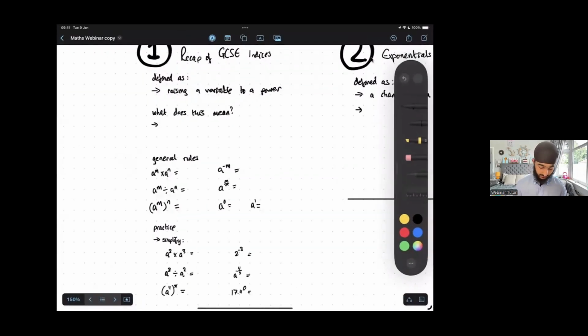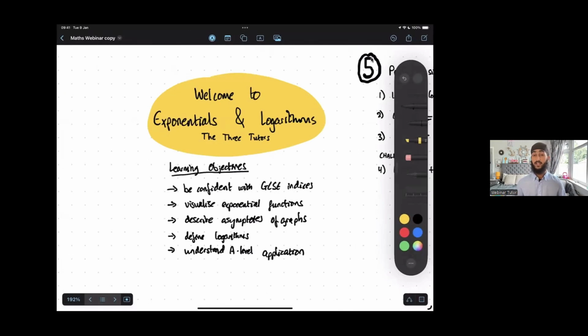We'll now be looking at some exponentials and logarithms. So let's have a look at our learning objectives. By the end of this session, we should be confident with GCSE indices. We should be able to visualize exponential functions, describe the asymptotes of a graph, and define logarithms. We'll also look at some A-level future application.